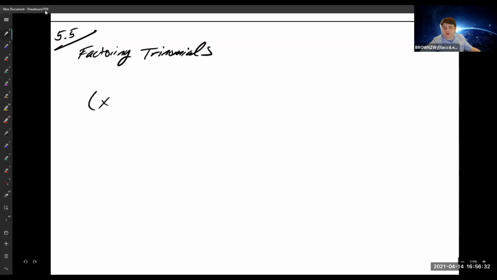Trinomials come up. So remember, trinomial just means 3 terms. Let's do a quick example to see how this breaks out. So where these come from is if I have 2 binomials being multiplied times each other.